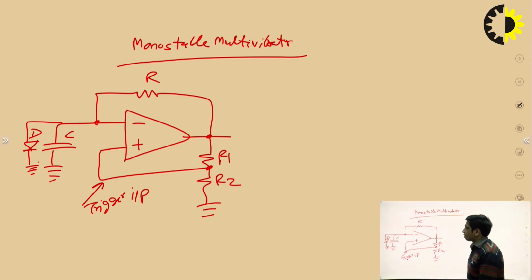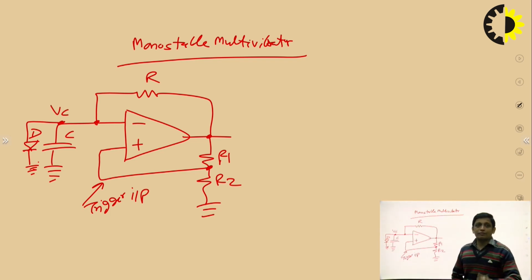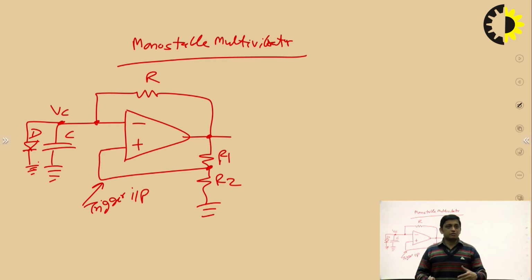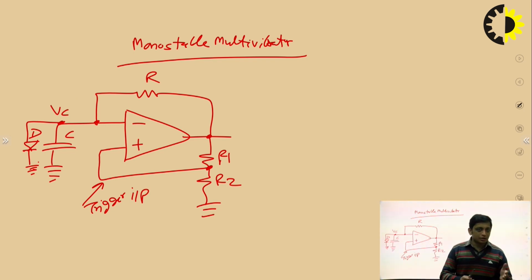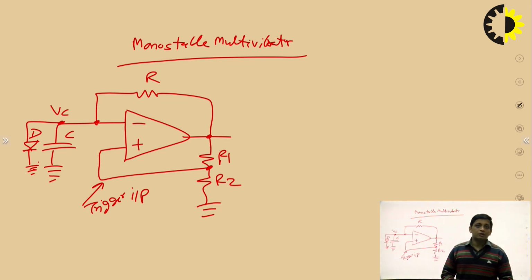So what is the function of diode D? Assuming this is a silicon diode, due to this diode D, the capacitor voltage Vc will clamp to 0.7 volt. We are connecting a diode in parallel with the capacitor, so the capacitor voltage Vc will be clamped to 0.7 volt for a silicon diode. Now, see how this circuit works.